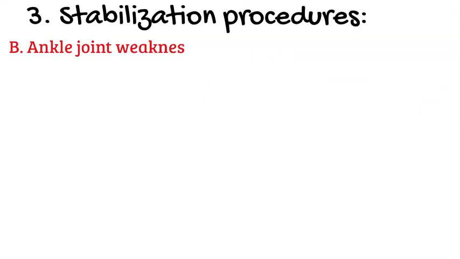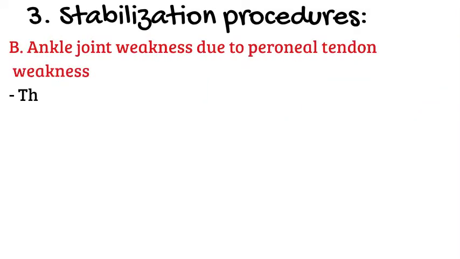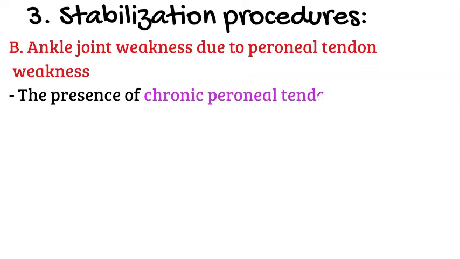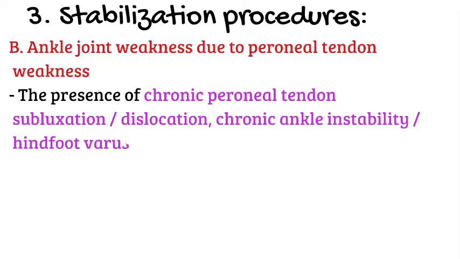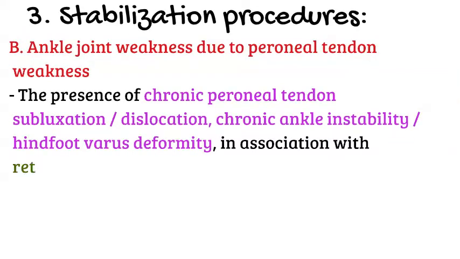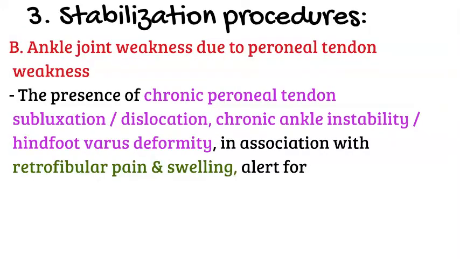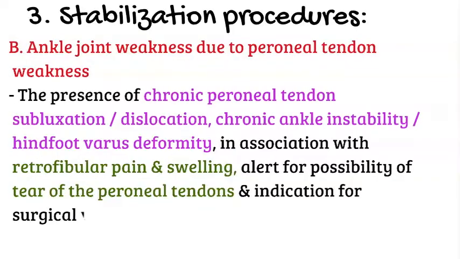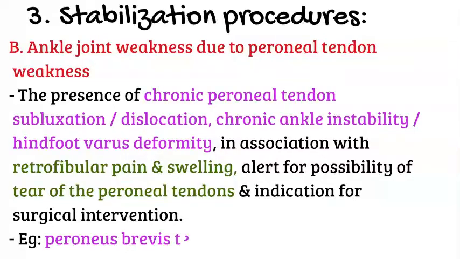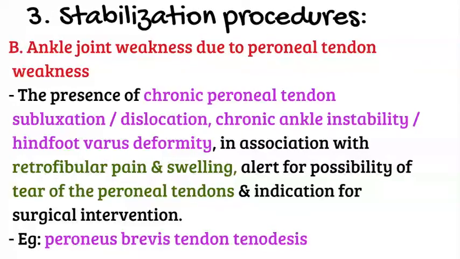For B, ankle joint weakness due to peroneal tendon weakness. In the presence of chronic peroneal tendon subluxation or dislocation, chronic ankle instability or hindfoot varus deformity associated with retrofibular pain and swelling, a doctor should be alert for the possibility of a tear in the peroneal tendons and indication for surgical intervention. Example is peroneus brevis tendon tenodesis for stabilization procedure.